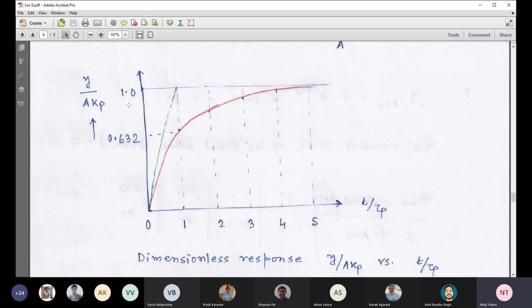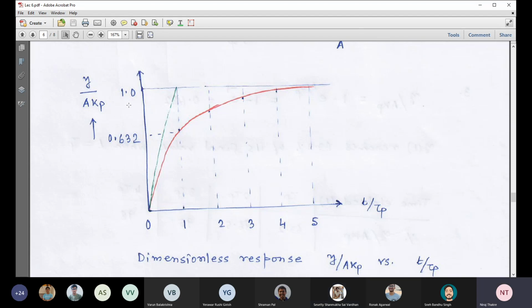How can we get the ultimate value of the response for all types of processes? The derivative with respect to time will be 0 for maximum. The derivative with respect to time will be 0. Take the derivative against t by tau p.